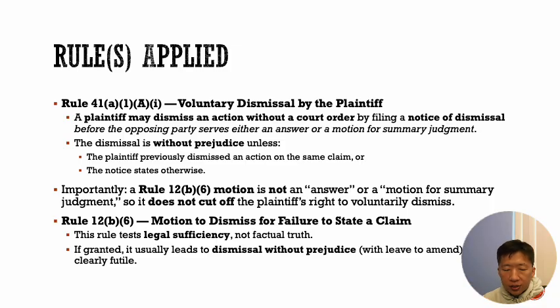But we need to know that the reason why the court eventually was on the plaintiff's side is that a Rule 12(b)(6) motion to dismiss is not an answer or a summary judgment. It does not cut off the plaintiff's right to voluntarily dismiss. The second rule applicable here is Rule 12(b)(6), motion to dismiss for failure to state a claim. This rule we have discussed earlier, requiring legal sufficiency, not factual truth. And if granted, it usually leads to dismissal without prejudice.